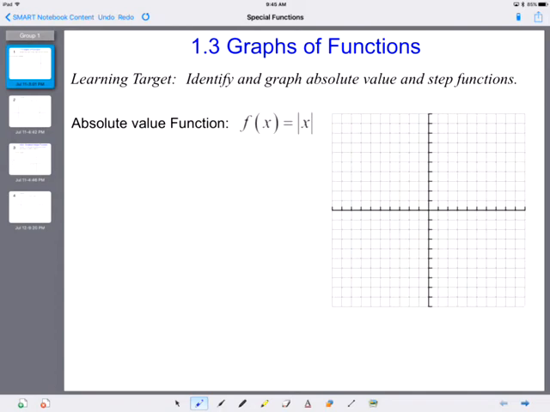Section 1.3, graphs of functions. We're going to look at two specific functions today. We're going to look at the absolute value function and then step functions, specifically the greatest integer function. Let's go ahead and get started.